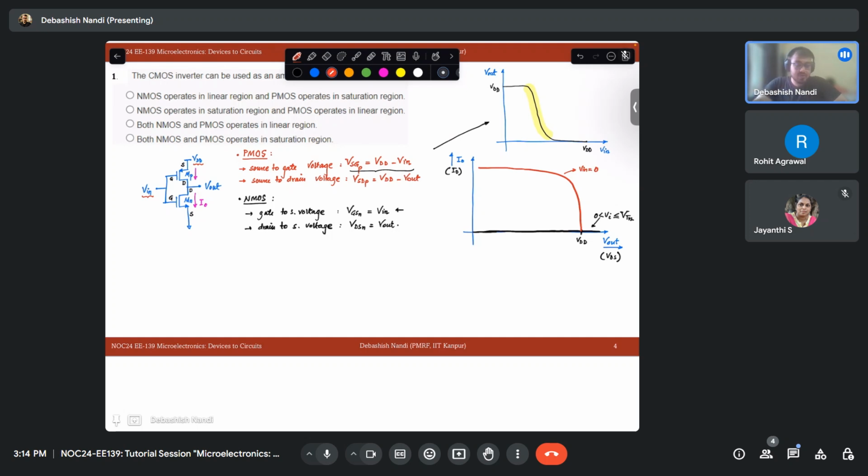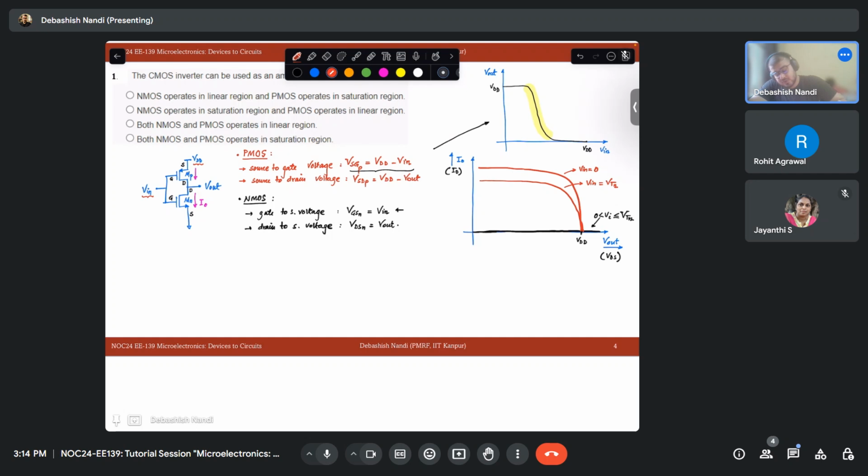Now, what about Vin equal to VTN? What will then be the VSG of the PMOS if Vin equals VTN? It will be VDD minus VTN, right? That value will be dropped. So that means I will get a curve something like this. Do you see? This is the case when my Vin is equal to VTN.